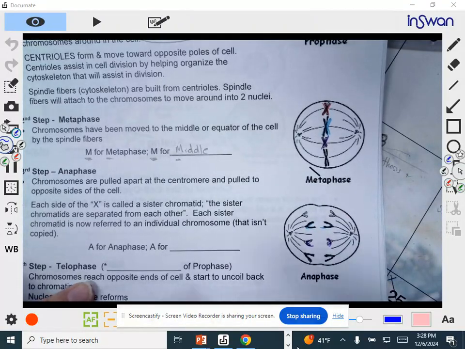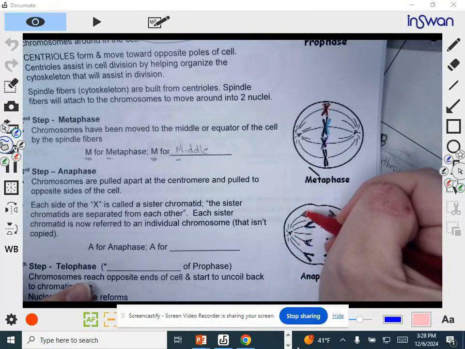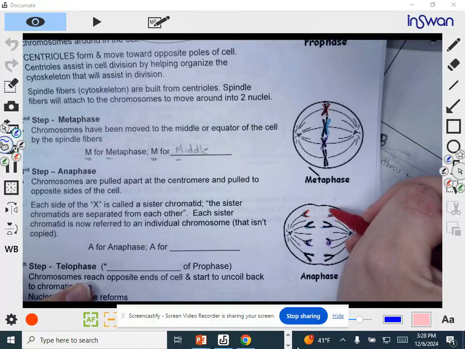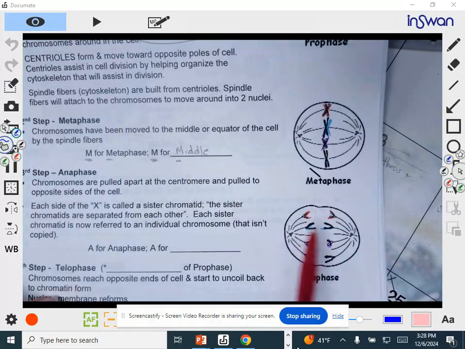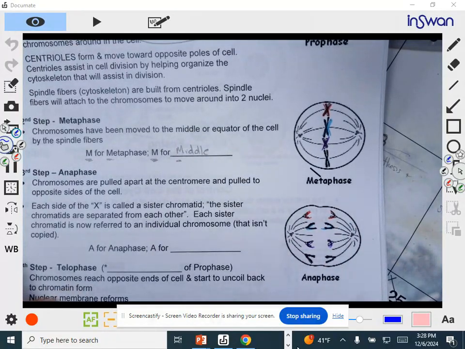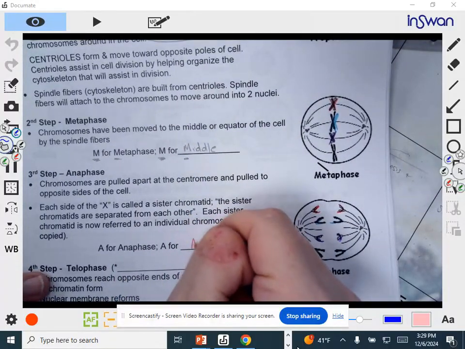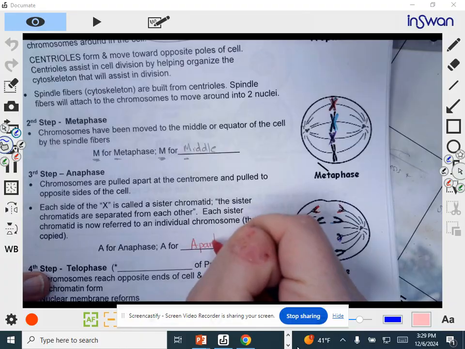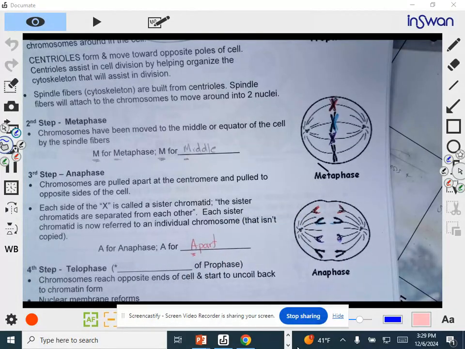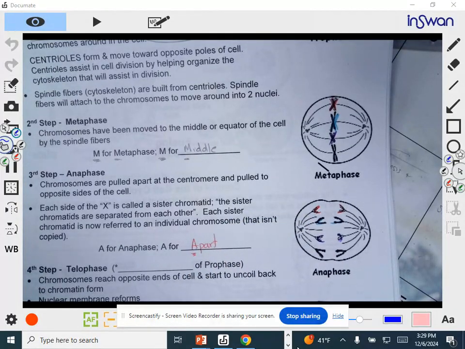The red chromosome gets pulled apart. And now the two copies are no longer attached together. The sister chromatids have been separated. So we're going to remember A for anaphase, A for apart. When the sister chromatids get pulled apart, we say the cell is in anaphase.